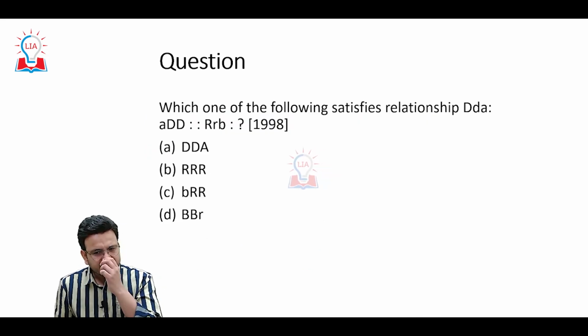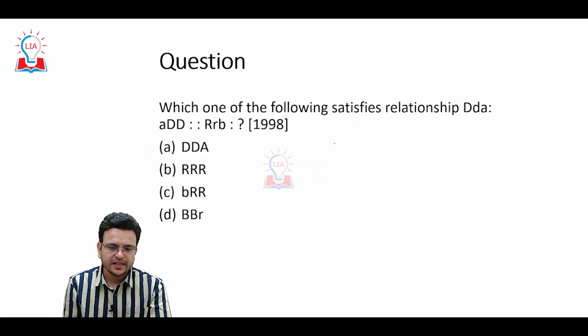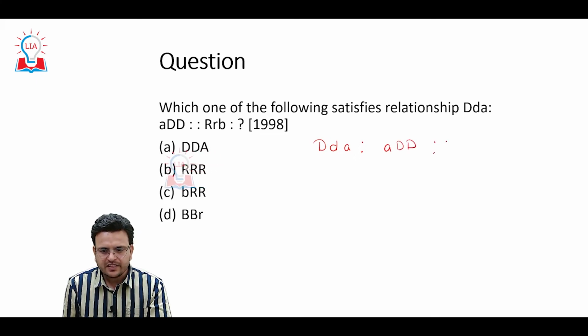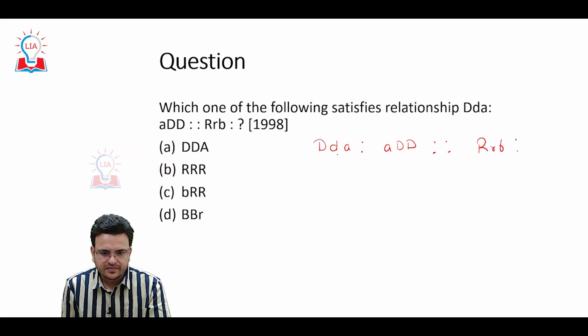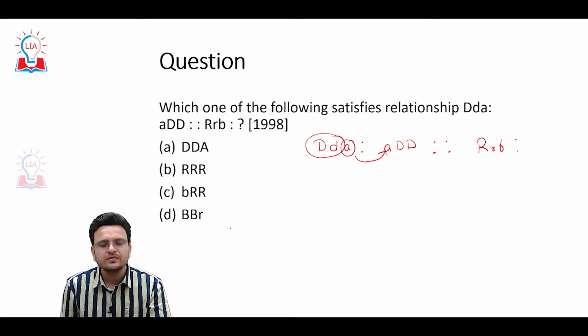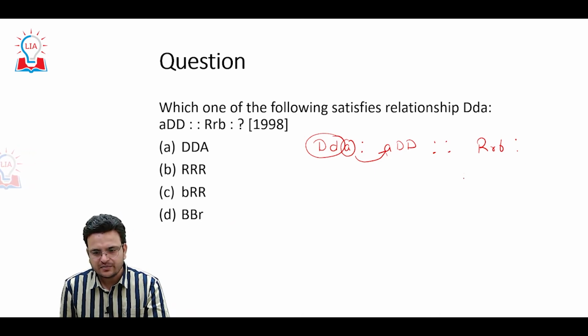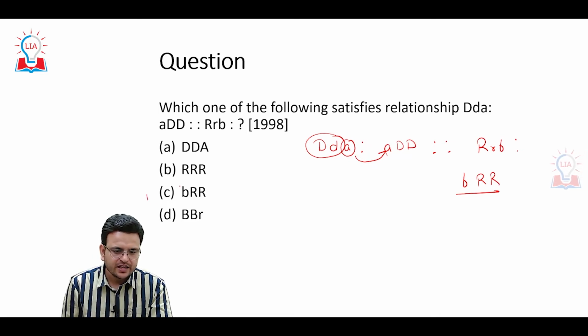So here this is a very easy question. If you see, there is a relationship between D, A to A, capital D, capital D. The same relationship we have to find for R, B to the next. Here what they did, they just took this letter at the first place and the other two become capital. So here we can say B, R and R. So very easy questions, I can say that.